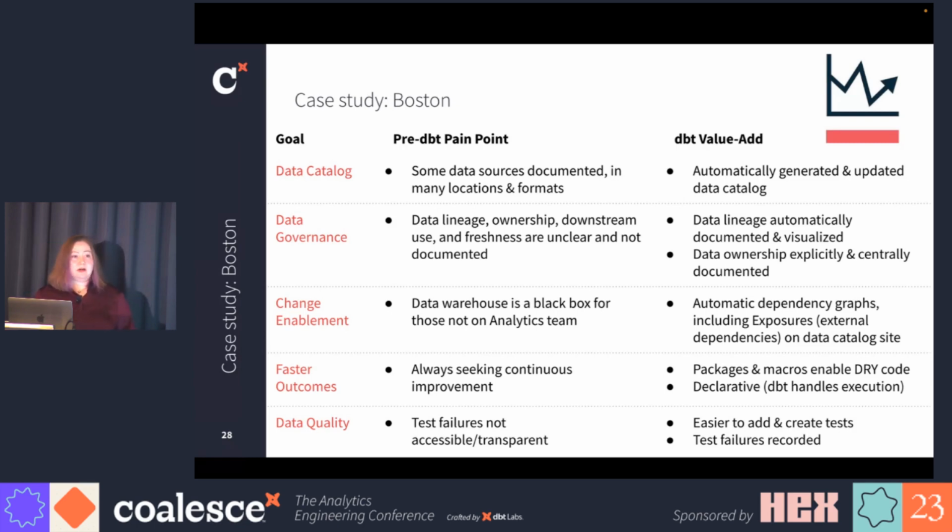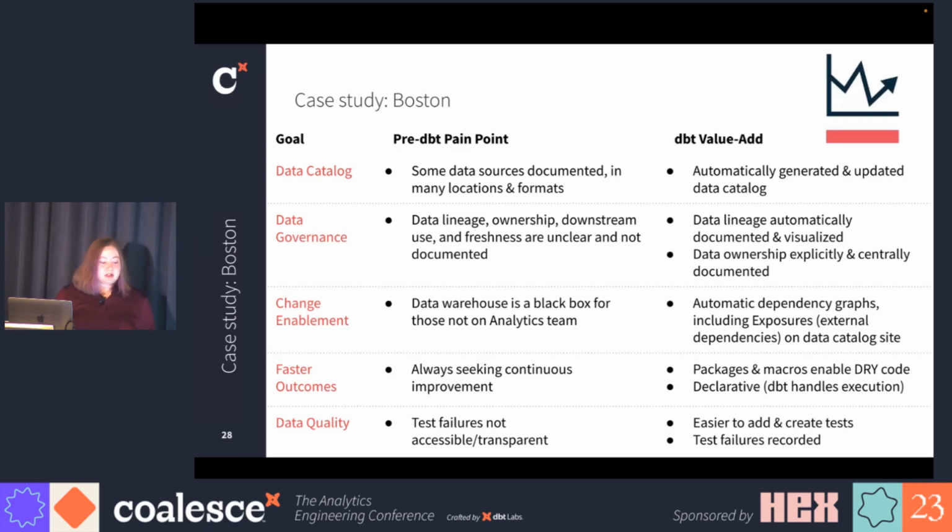And our data warehouse is no longer really a black box, which is great because that helps with change enablement, change management, and allowing us to better cooperate with other teams in our department and other departments as well.